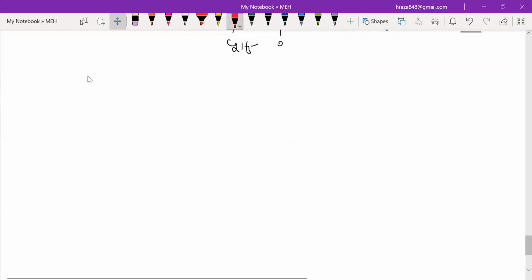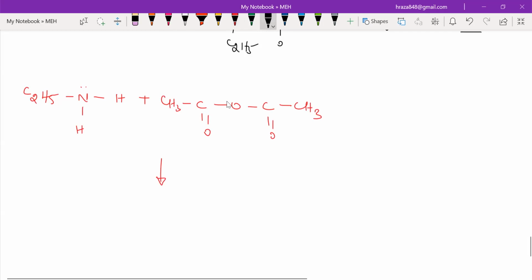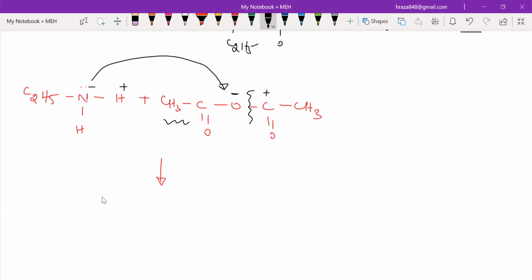Now see, when you are going to react with acid anhydride, this is your acid anhydride. So what will happen? Again the same. You just need to break one of the bonds. You know this will have positive, this will have negative, and this will have positive, this will have negative. So this negative will directly come here. So I'm going to write this part first.